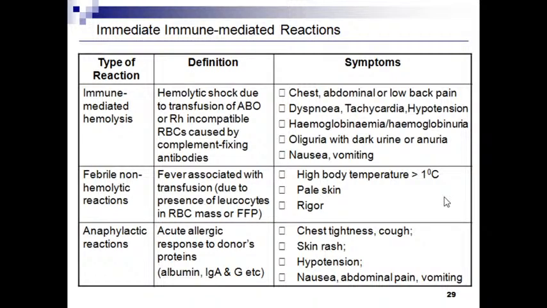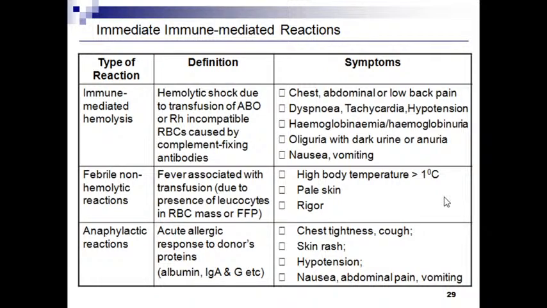Second type of the immune-mediated reaction is a febrile non-hemolytic reaction. This is a fever associated with transfusion due to presence of leukocytes in RBCs, mass of RBCs, fresh frozen plasma. Antigens of leukocytes cause febrile non-hemolytic reaction. Clinical presentation is high body temperature, subfebrile temperature, just above 37, 38 degrees Celsius. Pale skin, paleness of skin, and chillness.